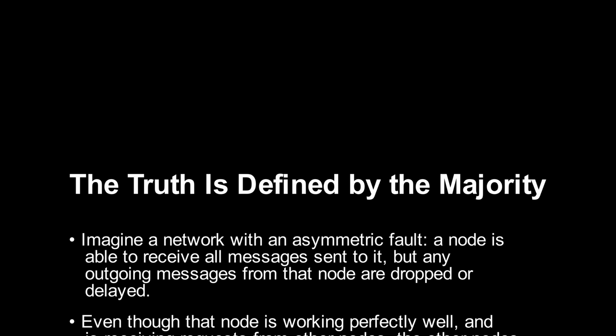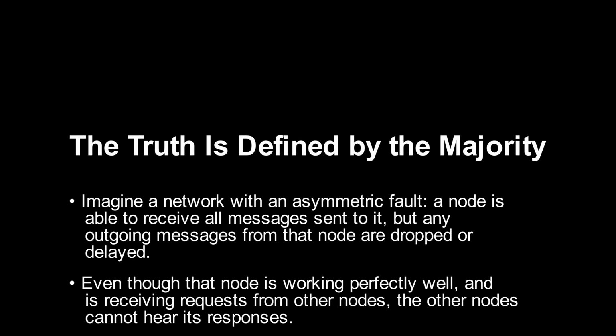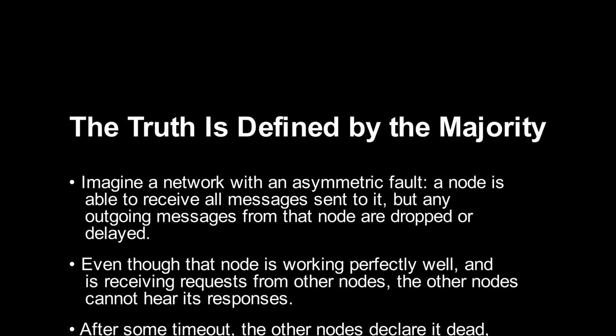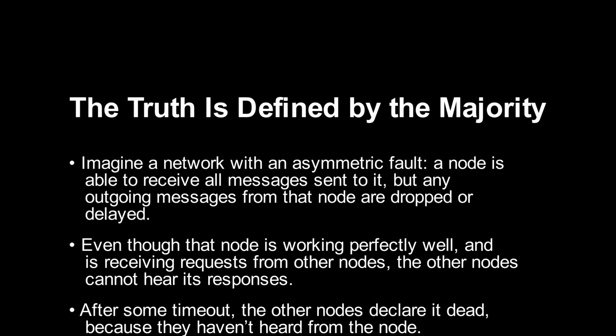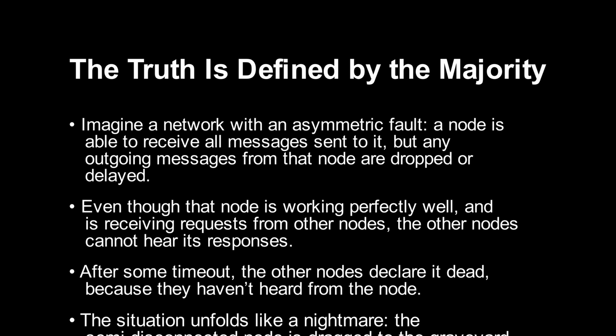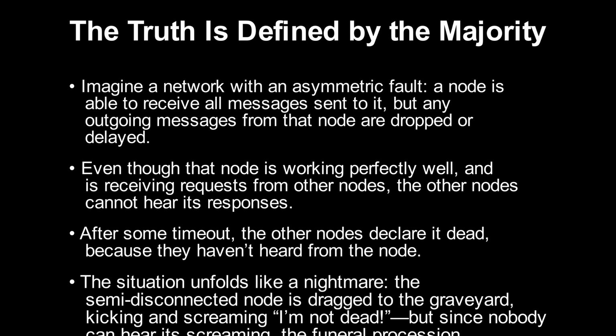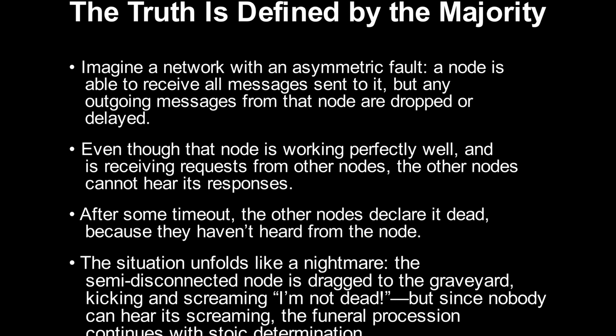The truth is defined by the majority. Imagine a network with an asymmetric fault. A node is able to receive all messages sent to it, but any outgoing messages from that node are dropped or delayed. Even though that node is working perfectly well and is receiving requests from other nodes, the other nodes cannot hear its responses.